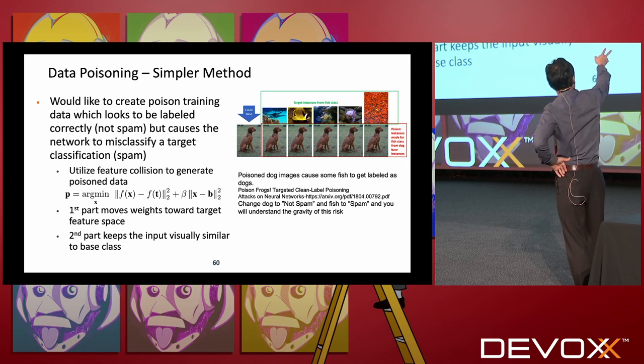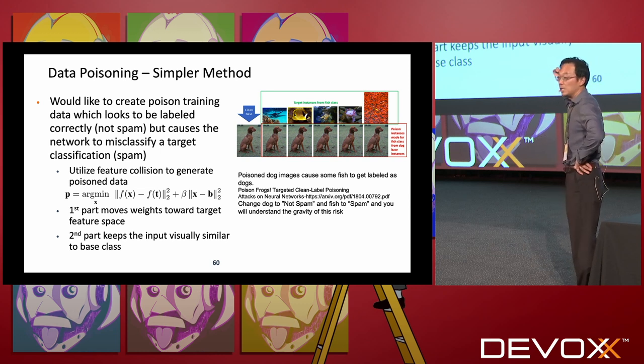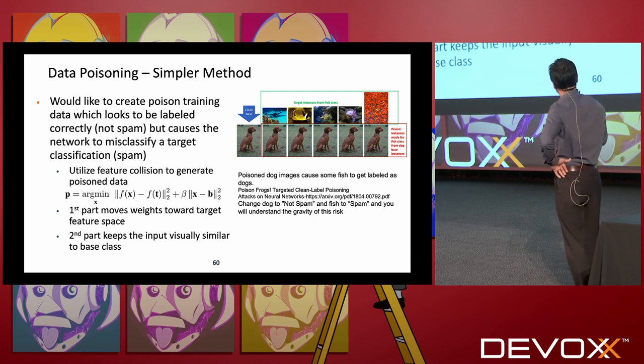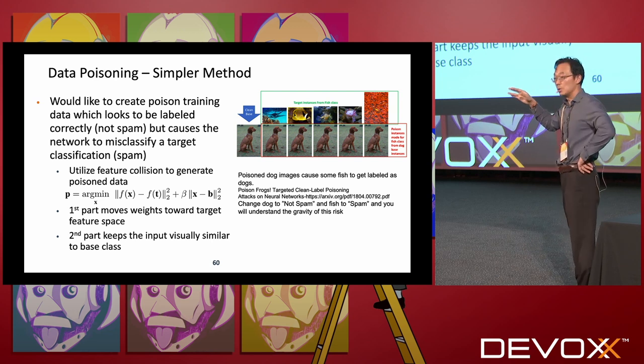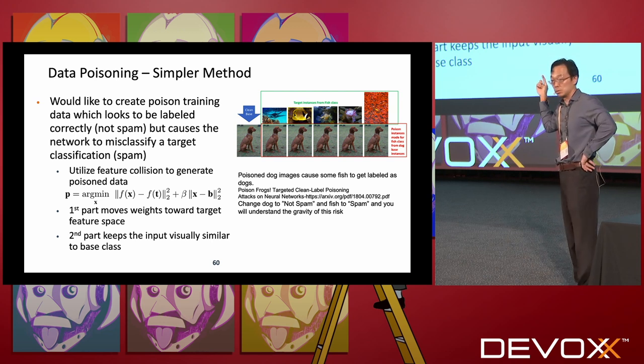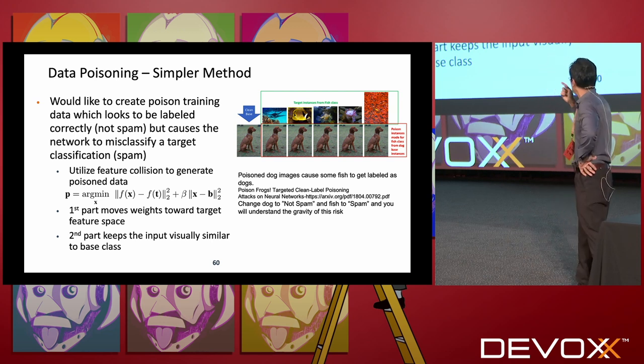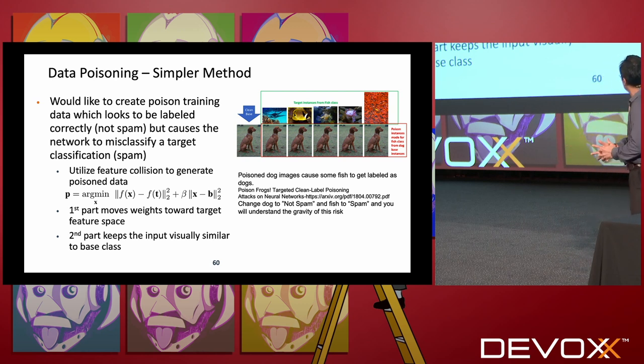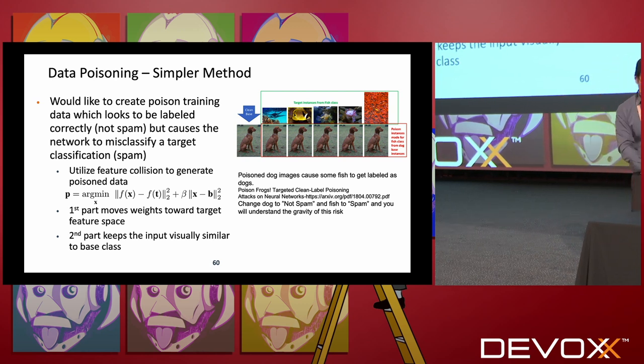and we're basically trying to solve this to create a situation where fishes get categorized as dogs. Okay? So it's a little different. But we're trying to keep the input very similar to dog, but still have result on fishes. Okay? It's an interesting paper.